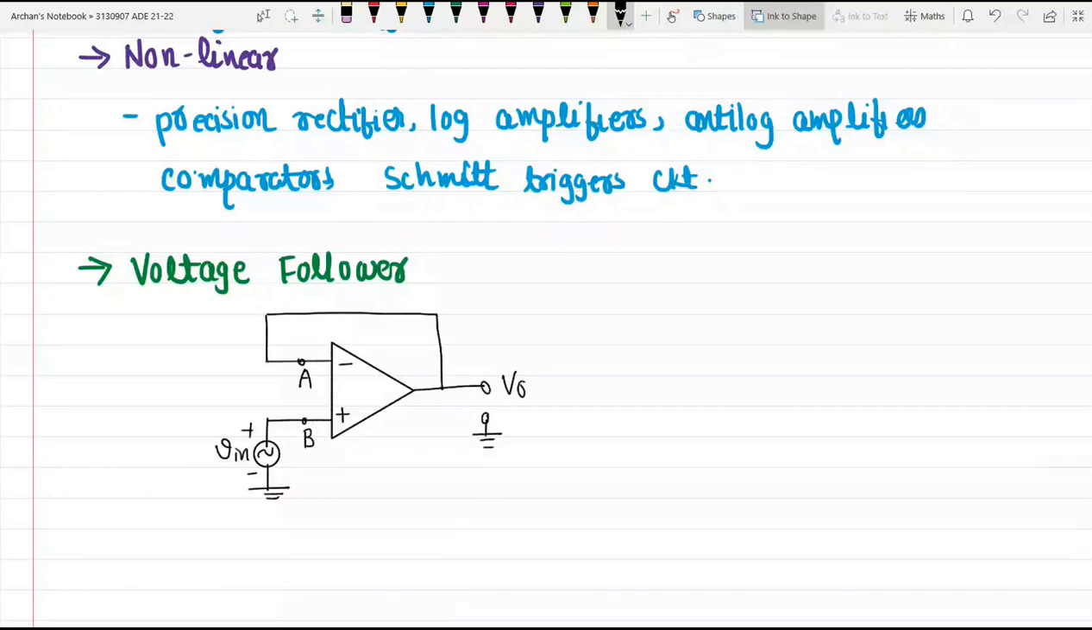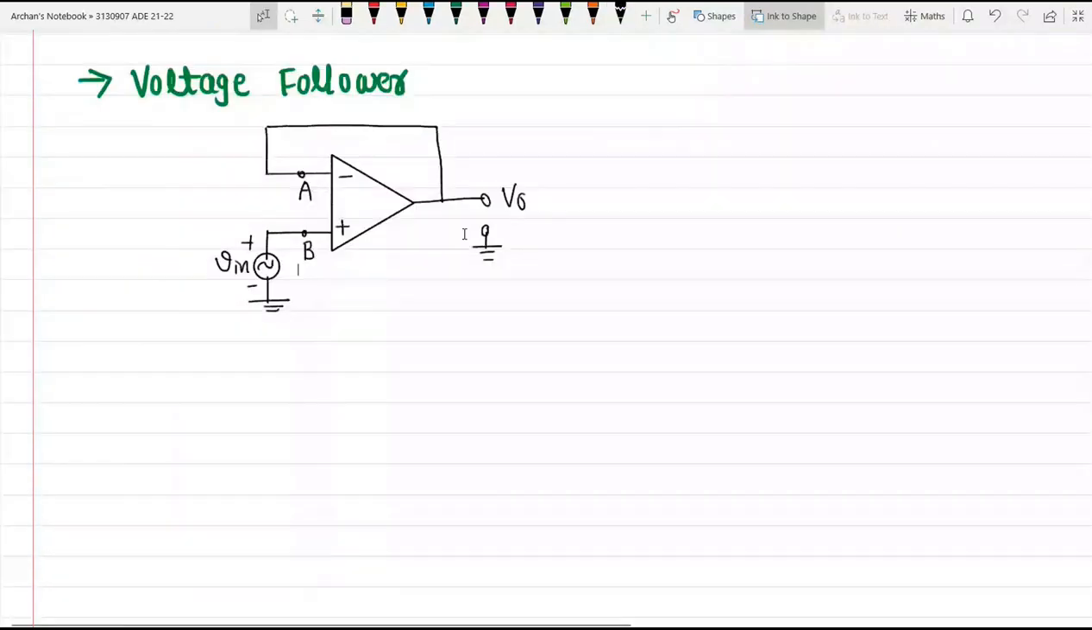Now let us try to understand how this circuit is called a voltage follower circuit. If you look at node B, you can see it is directly connected to this source of magnitude V in. This node can be called a super node because it is directly connected to the voltage source. So node B will be at potential V in.